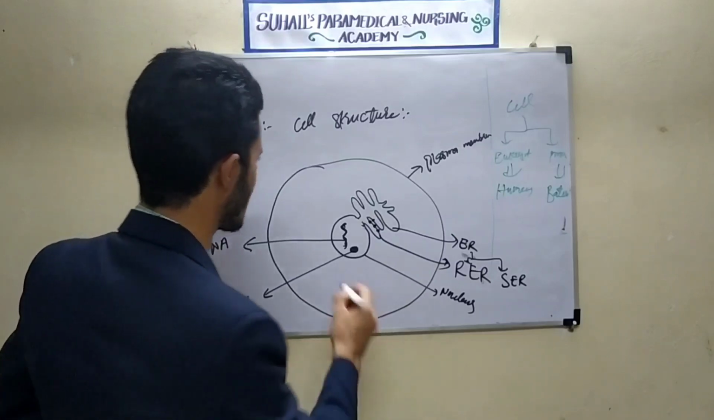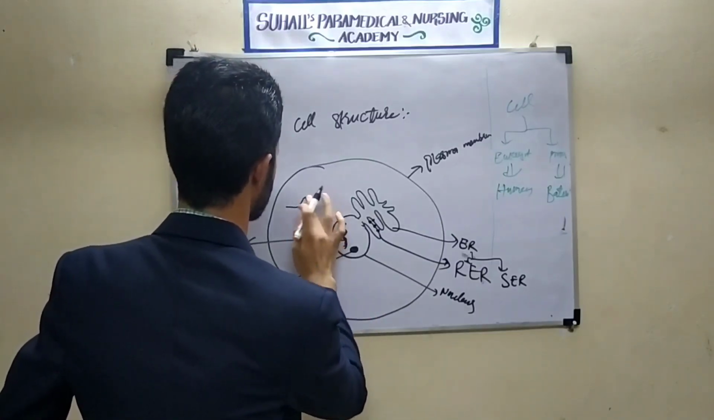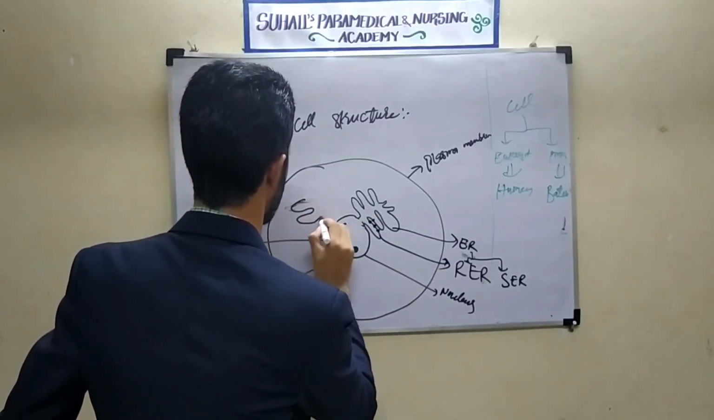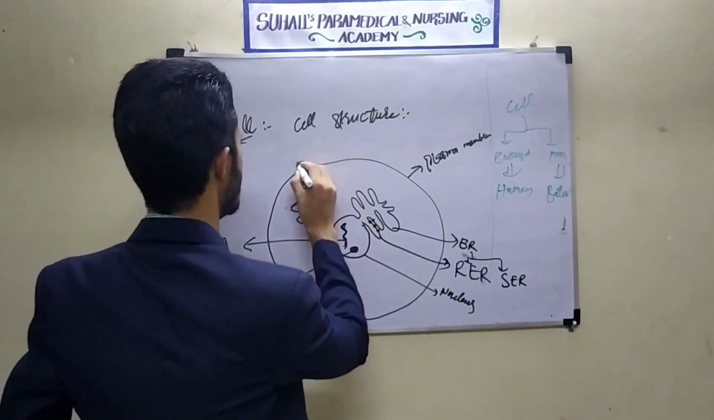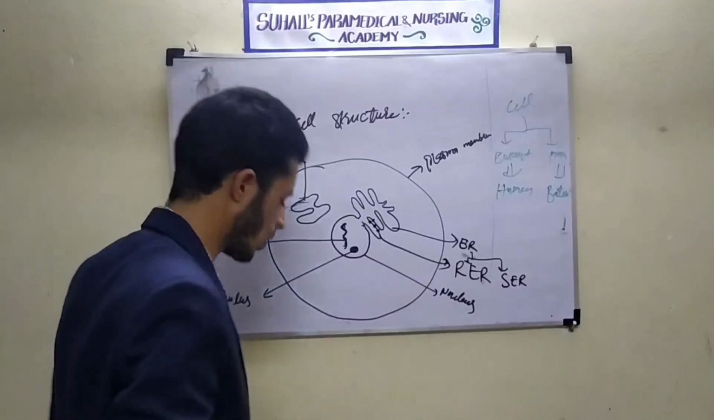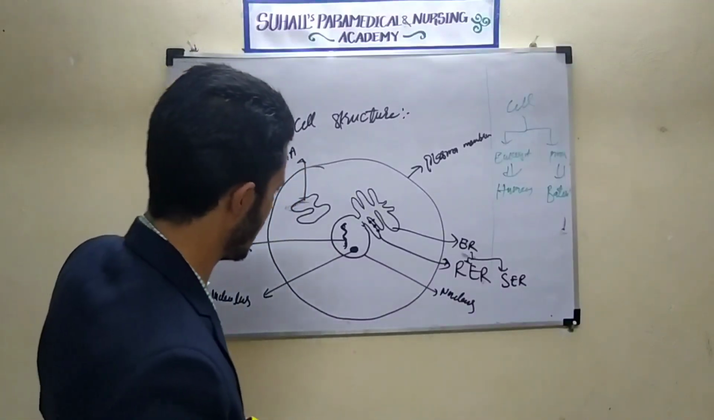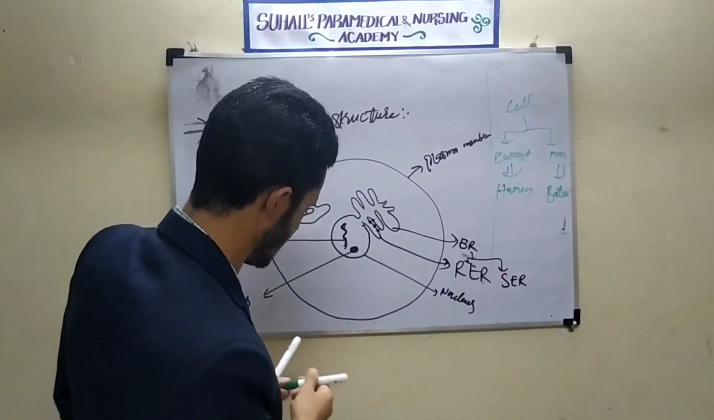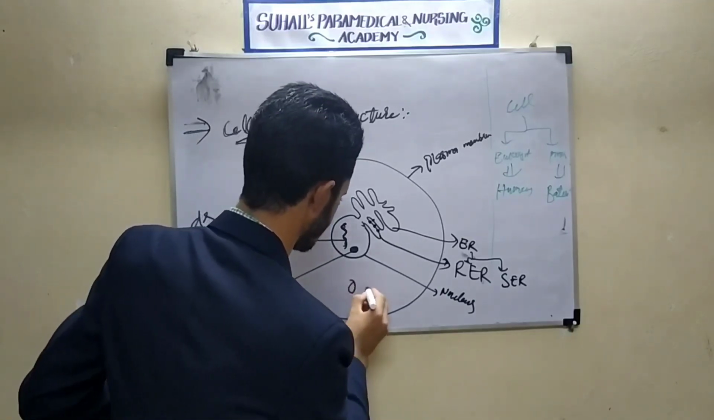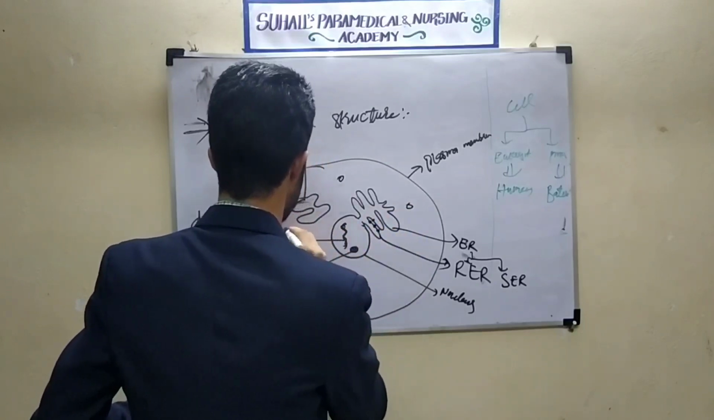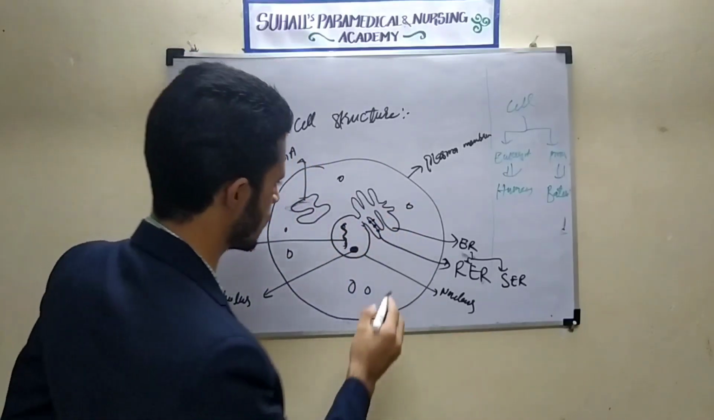Then we will go towards another structure, that is the Golgi apparatus. There is one more structure called Golgi apparatus or Golgi complex. And there will be one more structure, these are called lysosomes. There is presence of lysosomes also inside the cell.